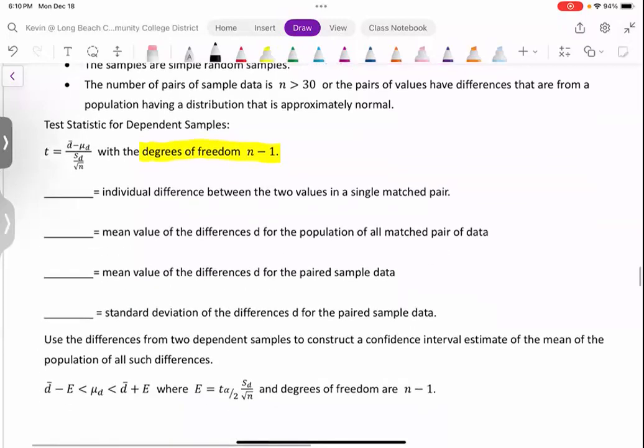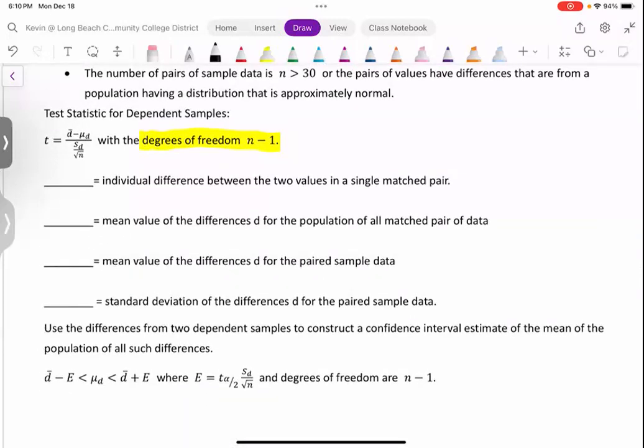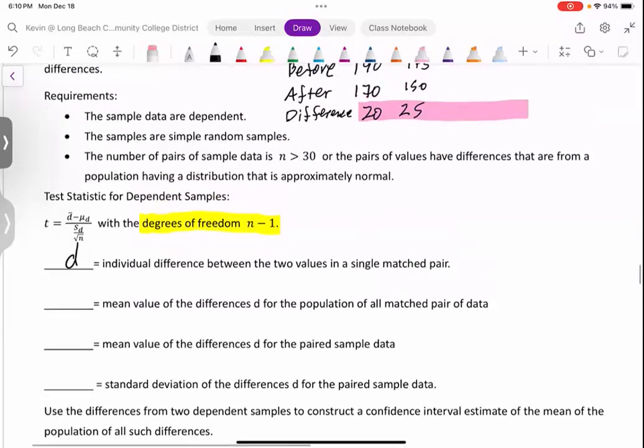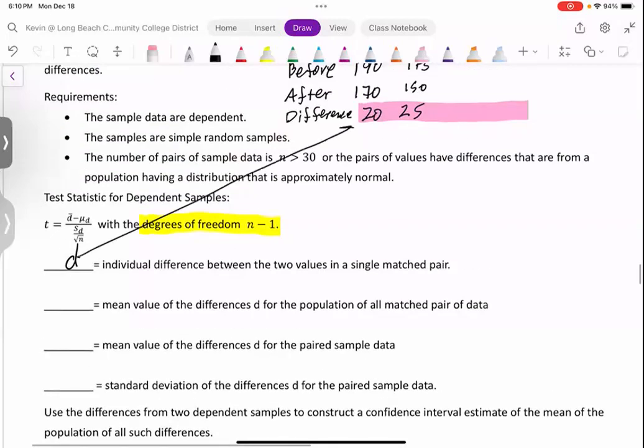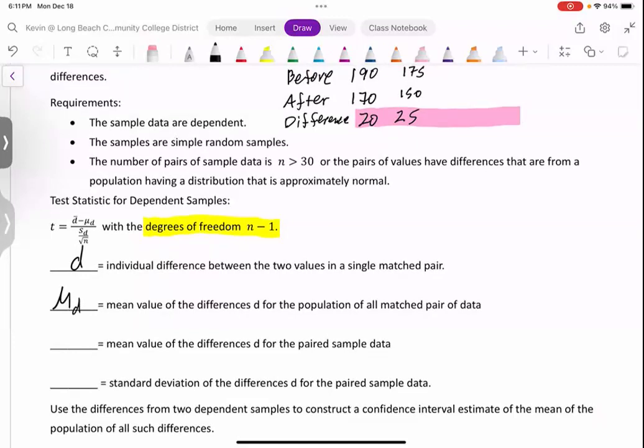And I want to define some of these letters that we're going to be using. For the individual differences, that's going to be D. So these are both Ds, individual differences. The mean value of the differences for the population is our mu sub D. Now, our null hypothesis is going to be that mu sub D is 0.